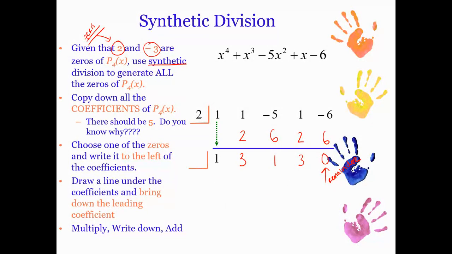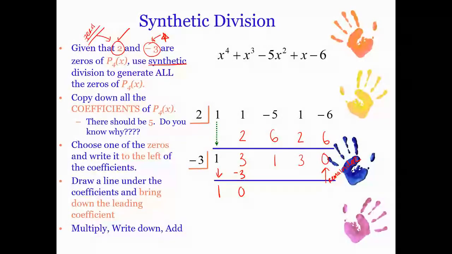So we can keep going, right? I've now reduced this to a 3rd degree, a cubic function. So now I'm going to use my other zero, negative 3, to keep going. I'm going to drop my negative 3 there, and then do the same thing. I'm going to draw a line. Bring down the leading coefficient. Multiply. Write down. So 1 times negative 3, 0. 0. 1. Negative 3, 0. This is what I wanted, right?